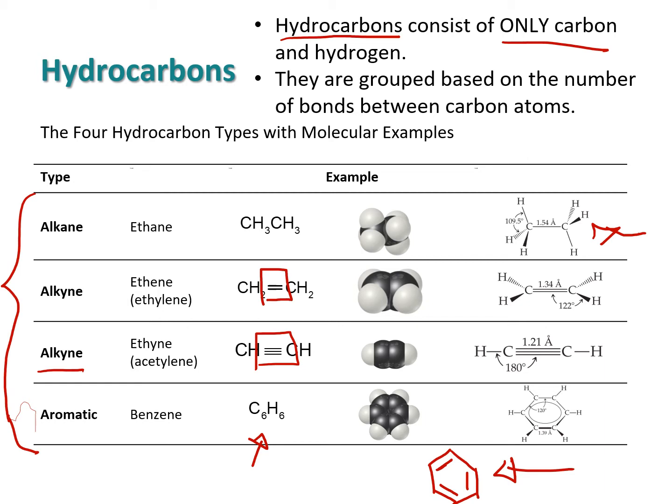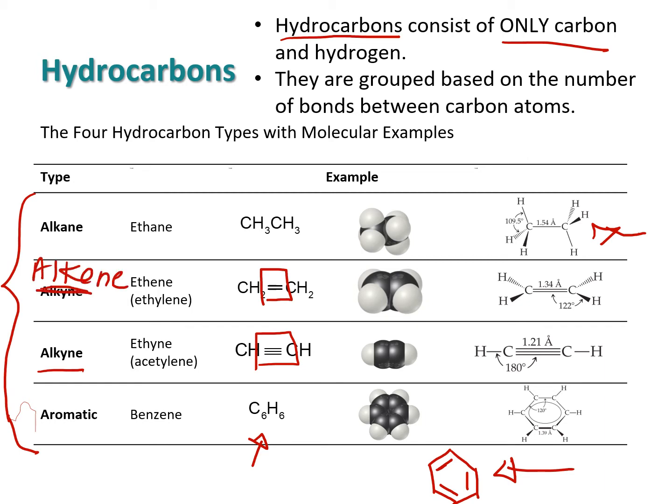But these are the 4 types, so you will see either all single bonds, or you will have a double bond somewhere within that compound, and it can be classified as an alkene. So I just realized this has a huge typo.